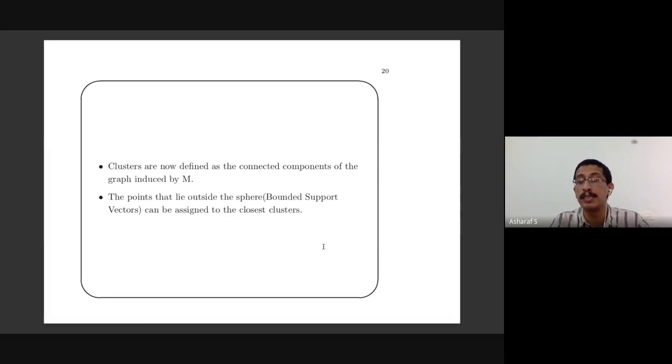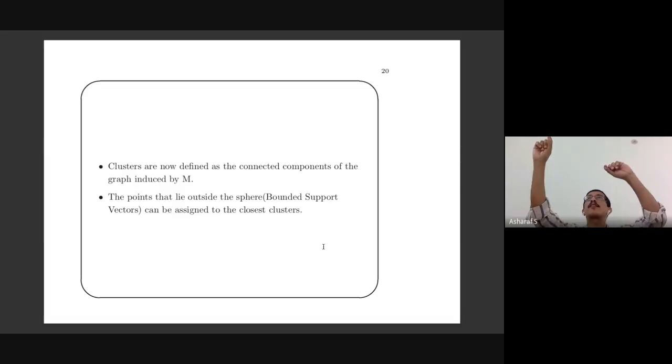So that will work for every other point. But we have seen that there are points which are falling outside the sphere, which will not be typically considered. You are only considering points with alpha equal to 0 and alpha between 0 and C, and for those points which are outside the boundary, you can do a nearest neighbor assignment for the BSVs, for which alpha is equal to C. What SVC typically does is assign points to the closest clusters, because for those points you are sure, right?